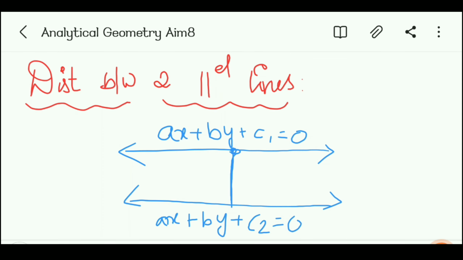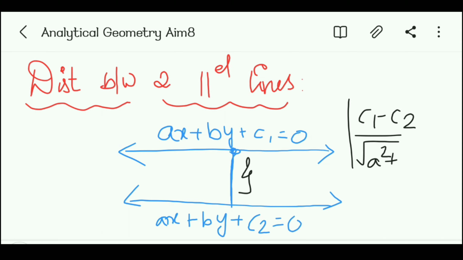Now suppose we are finding the distance between two parallel lines, ax plus by plus c1 is equal to 0 and ax plus by plus c2 is equal to 0. If we want to find this distance, what will be the formula? It is c1 minus c2 by root over a square plus b square, in modulus again.